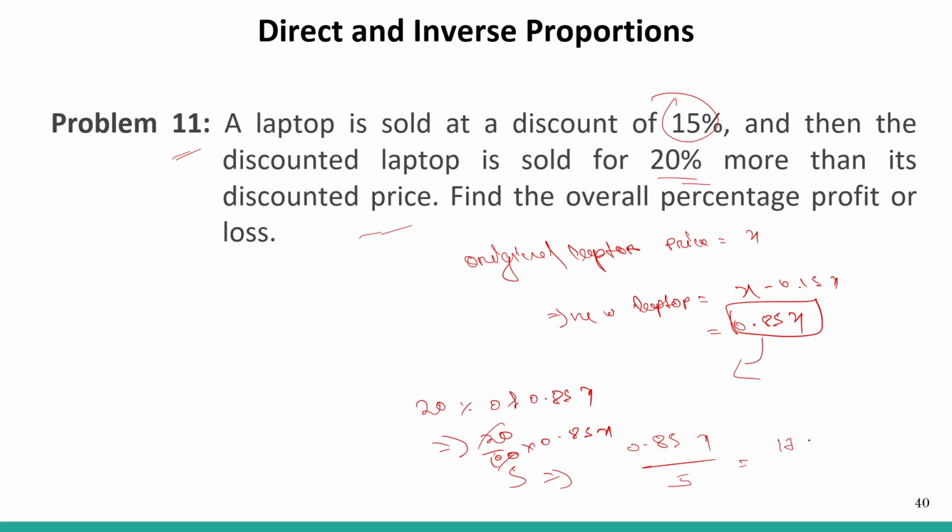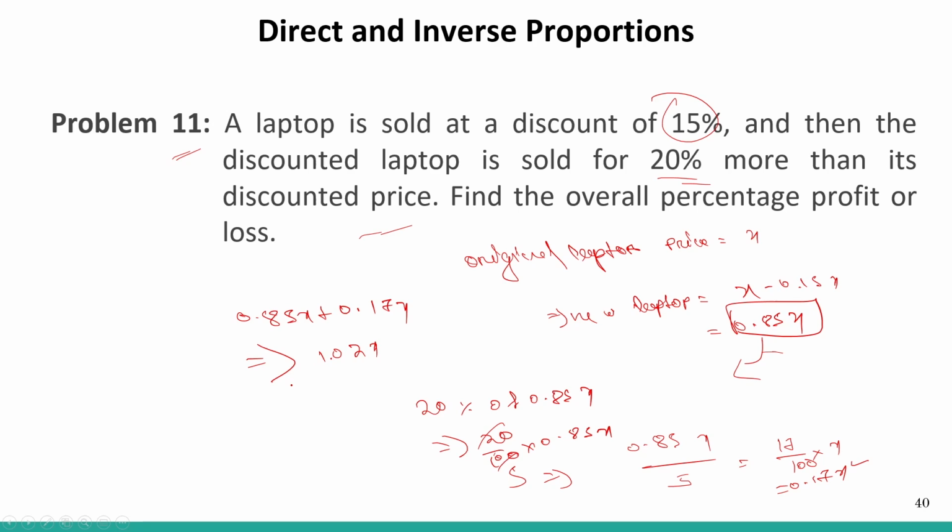So this will be 17 by 100 into x, which is equal to 0.17x. Okay. So this is the amount that is being hiked on this price. So adding these two, so 0.85x plus 0.17x. So what we are arriving at is what?